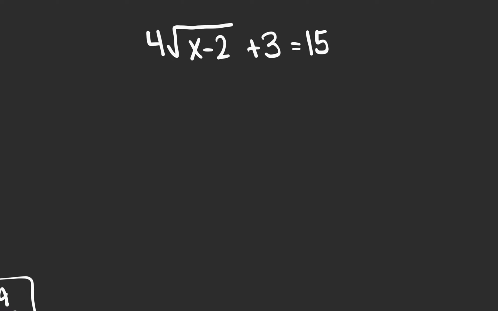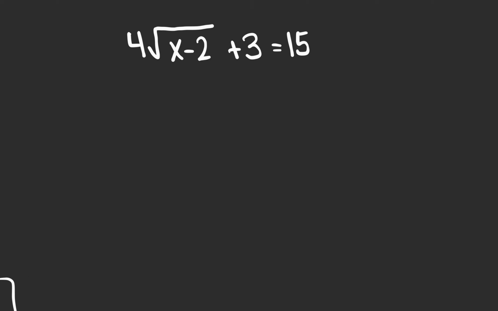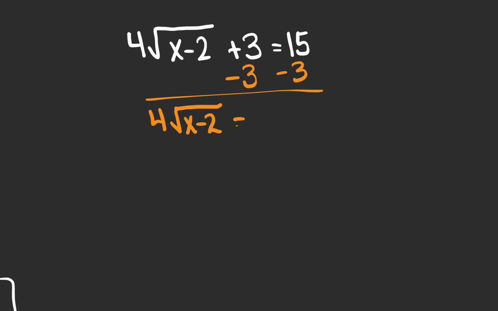For the next question, I have 4 times the square root of x minus 2, plus 3. My first step is to subtract 3 on both sides. This will leave me with 4 times the square root of x minus 2 is equal to 12. I will then divide both sides by 4. And this will leave me with the square root of x minus 2 is equal to 3.